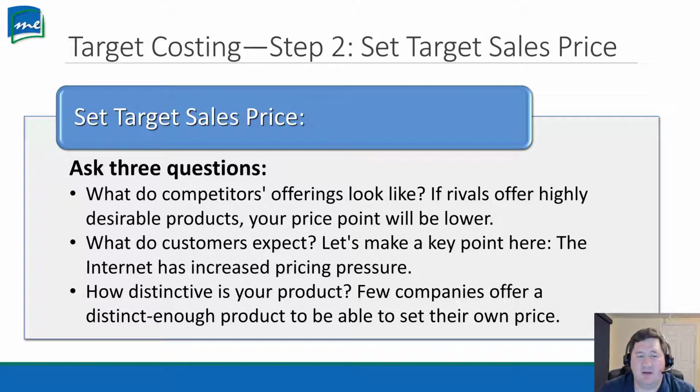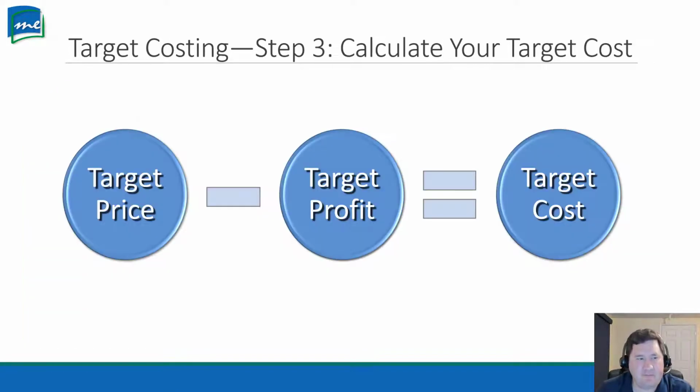And how distinctive is your product? Is it something that you can differentiate from your competitor? What makes your product so much better than theirs? So we can try to set an ideal price based on these three questions right here. Now we need to calculate our target price, or target cost, I should say. So we have our target price, which we set. Then we take away the profit that we want to make, and then we have our target cost that we want to go for.